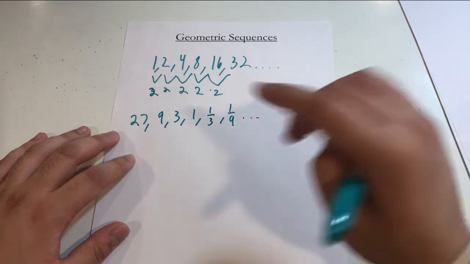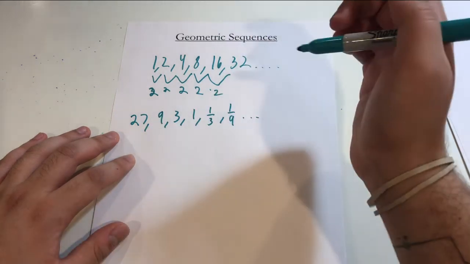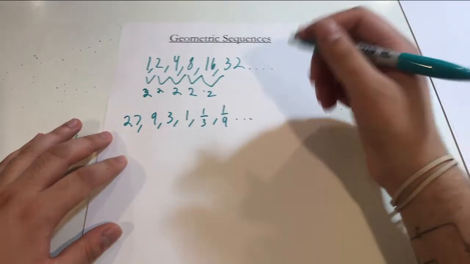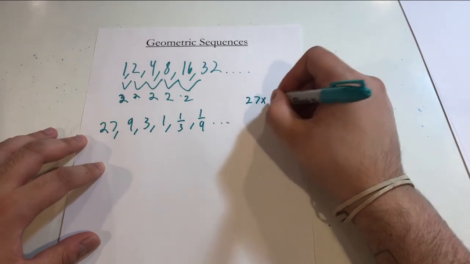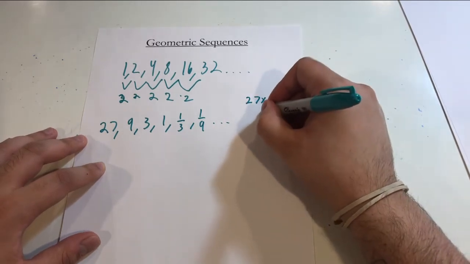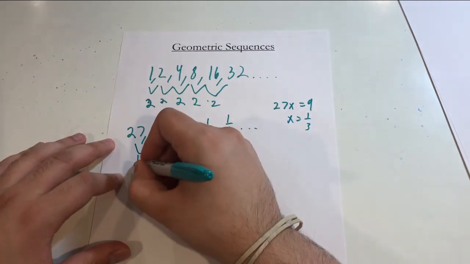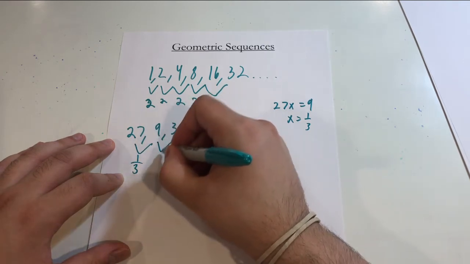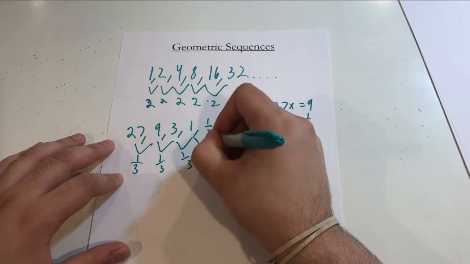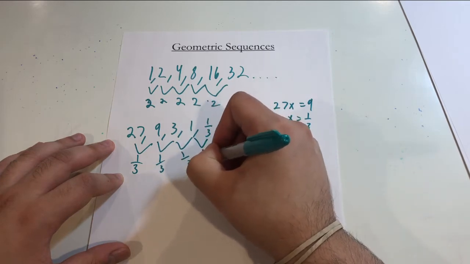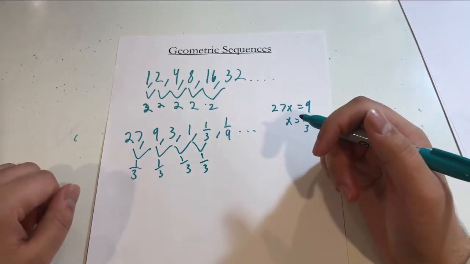So what's actually happening? What do I have to multiply 27 by to get 9? Well, just some algebra, you could set that up, actually, right? 27 times x equals 9. You'd find out x would have to be 1 over 3. Right, so I multiply by 1/3. 9 to 3, again, I multiply by 1/3. And you'll find that this is consistent throughout. So these are examples of geometric sequences.